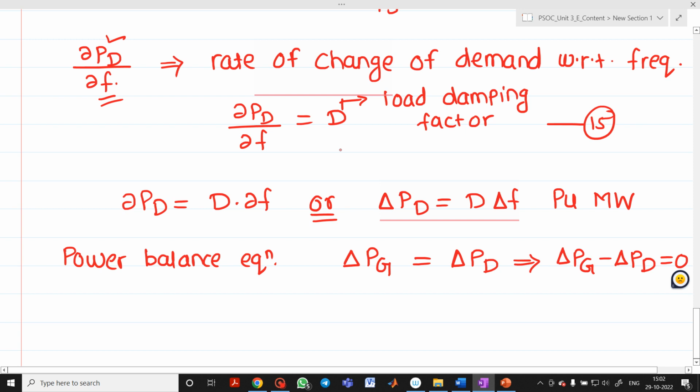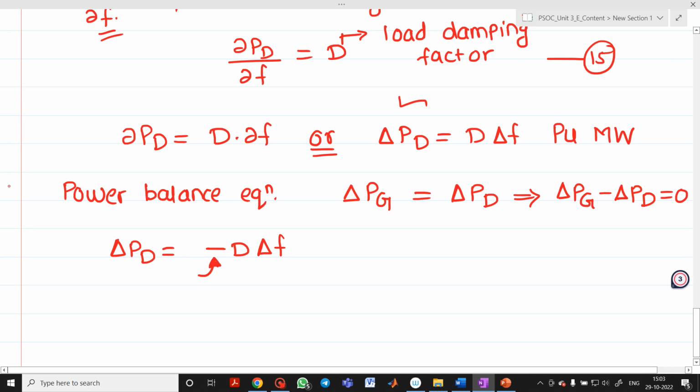Now I will write it here from this expression. ΔPD will be equal to minus D into ΔF. Now you will ask me, sir, why have you taken this minus sign? I will explain this here. Or instead of this minus, let me write it here plus only. ΔPD equal to plus D into ΔF.